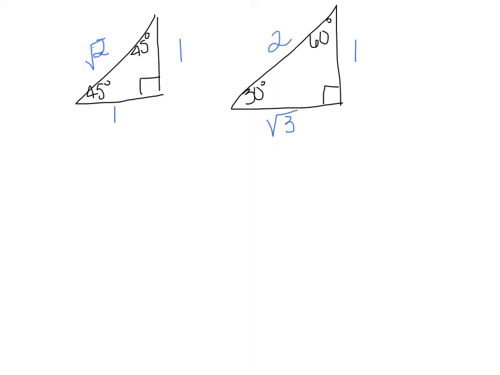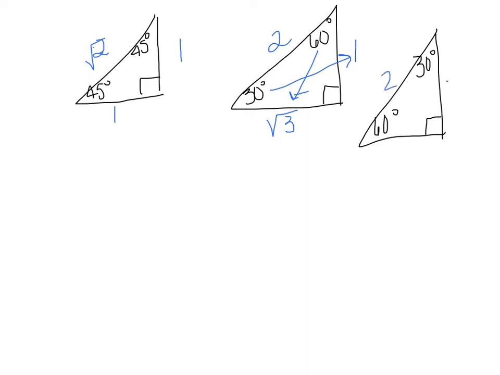Now, of course, on the 30, 60, 90, the 30 and the 60 could be in different places, but it's very important that you know that across from 30 is 1, across from 60 is square root of 3. So no matter where they are in your triangle, so even if it was like this, the 30 could be on top and the 60 right here. 2 is always the hypotenuse. This now will be square root of 3, and this will be 1.